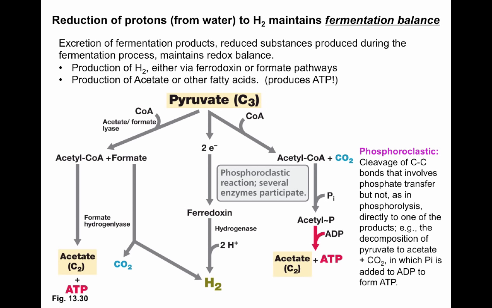So what we have is the phosphoroclastic reactions, and by different enzymatic steps that we're not showing, you generate acetate and ATP. Just to remind you, a phosphoroclastic reaction involves the cleavage of a carbon-carbon bond that involves phosphate transfer, but not, as in phosphorolysis, directly to one of the products. For example, the decomposition of pyruvate to acetate and carbon dioxide is a phosphoroclastic reaction. And here, the phosphate is added to ADP to form ATP and not to another byproduct.